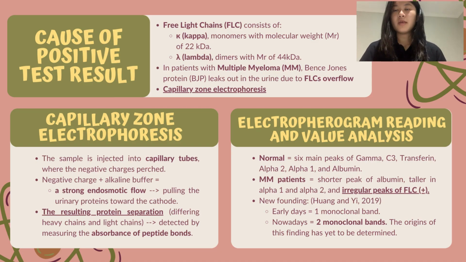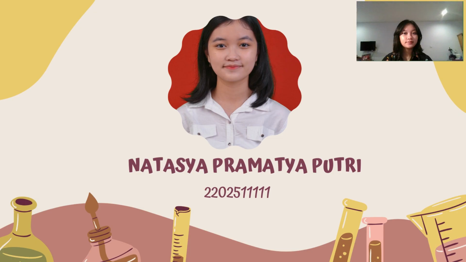In patients with Bence-Jones proteinuria, the proteins leak out in the urine due to free light chain overflow in the forms of free kappa and lambda, and the best option for Bence-Jones protein detection is capillary zone electrophoresis. In CZE, the negative charges in the tubes with the alkaline buffer create endosmotic flow, which will pull and separate the proteins based on their weight. This will then be projected to the electrophoregram. As seen on the screen, the normal serum will show 6 normal peaks, while the patients will show irregular peaks, indicating the presence of FLC.